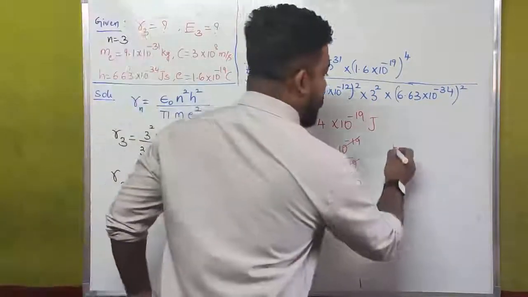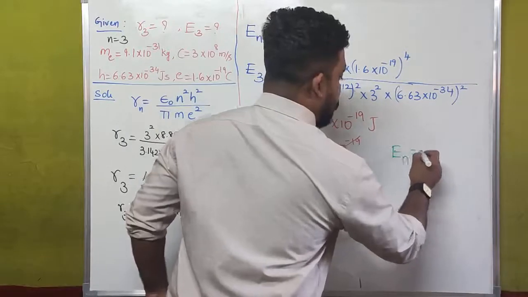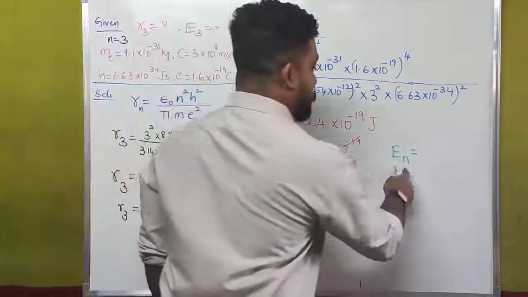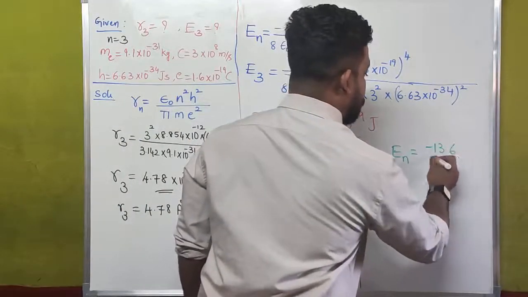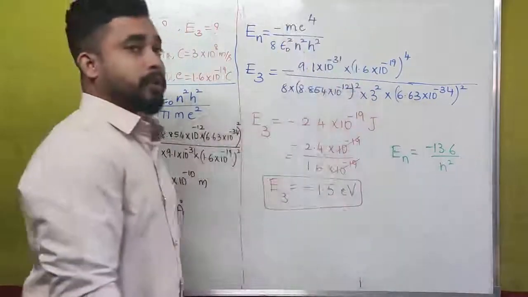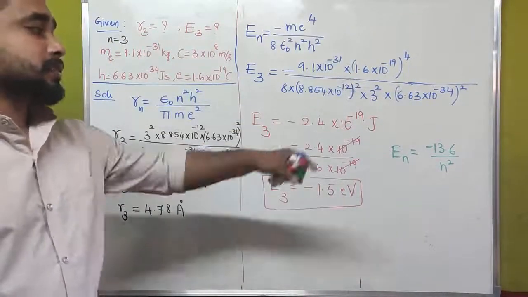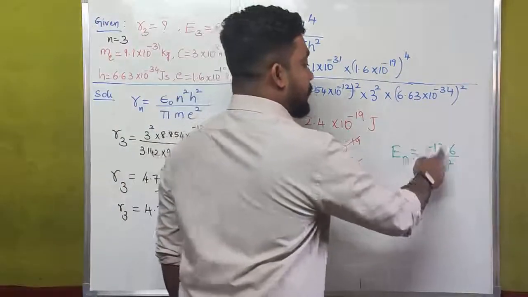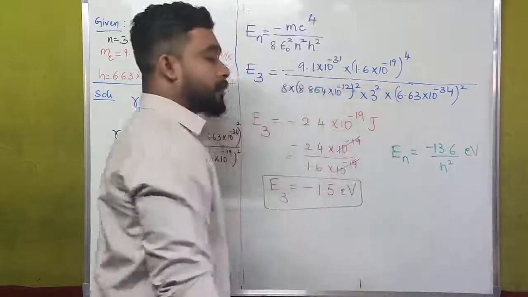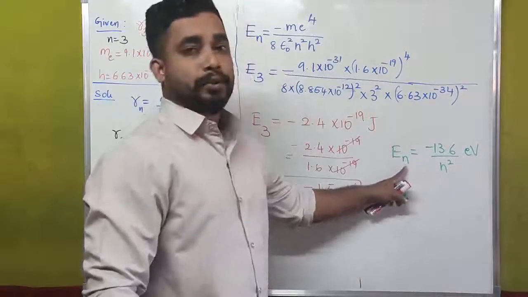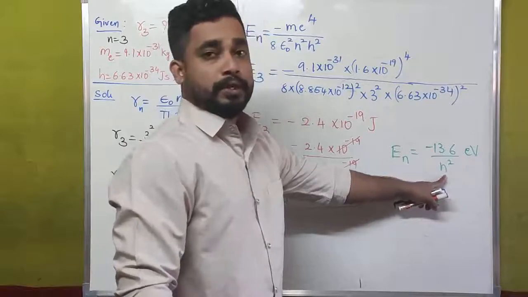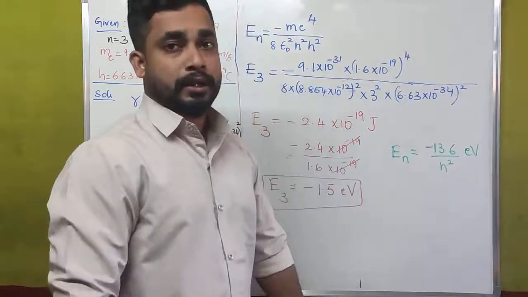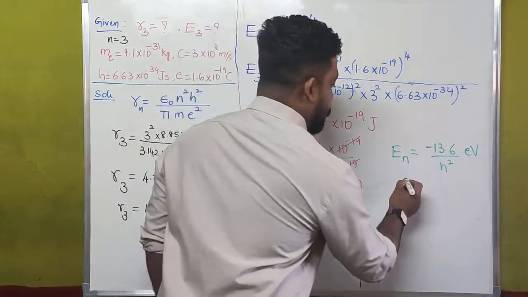How? Because we know the energy of each electron orbit. For the first orbit, it is minus 13.6, and the formula for the nth orbit is En equal to minus 13.6 divided by n square. For the first orbit, n is equal to 1, that is minus 13.6 electron volt. For the second orbit, n is equal to 2, n square is 4, and 13.6 divided by 4 is minus 3.4, for the second orbit.